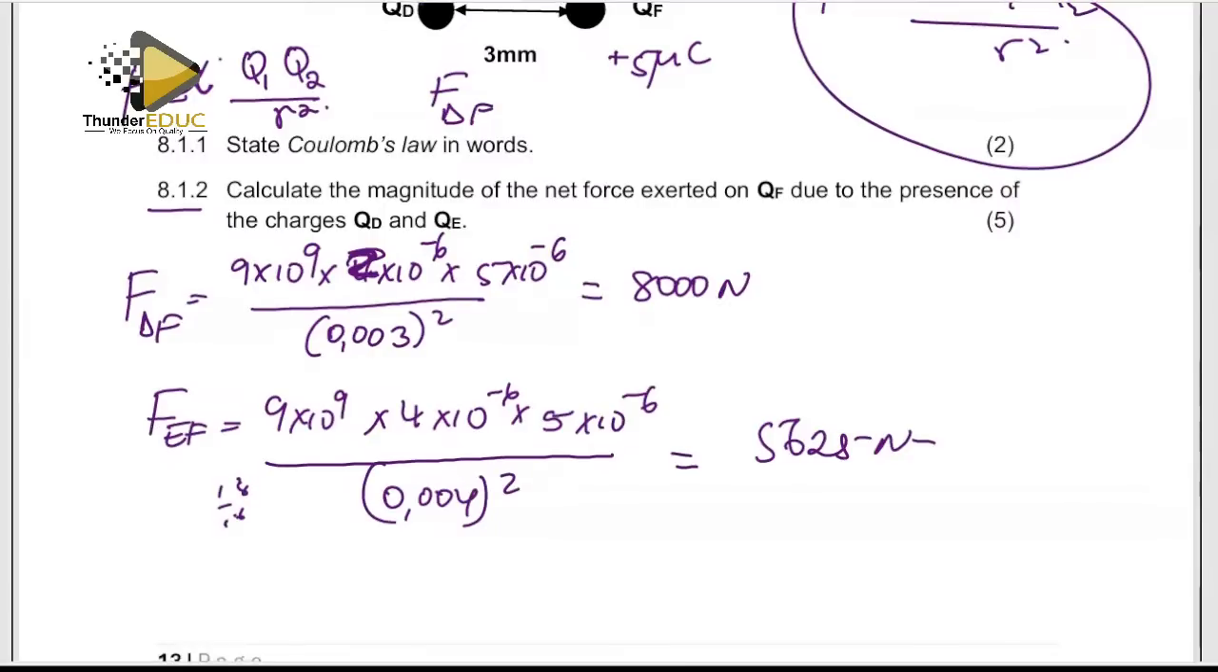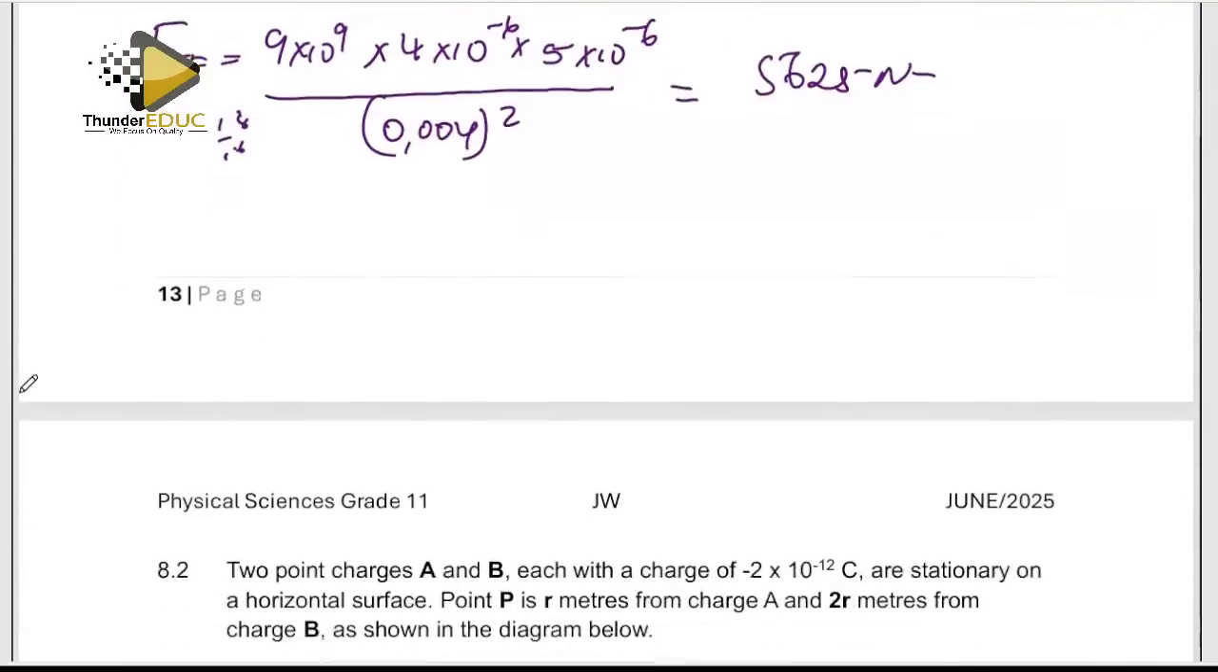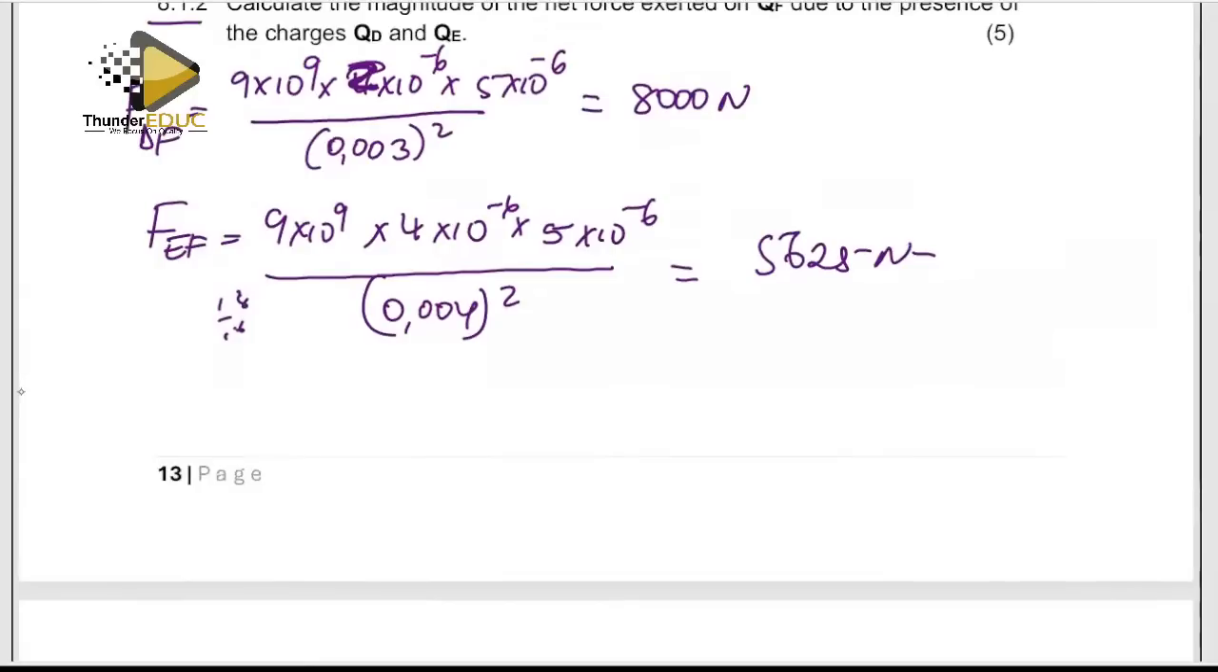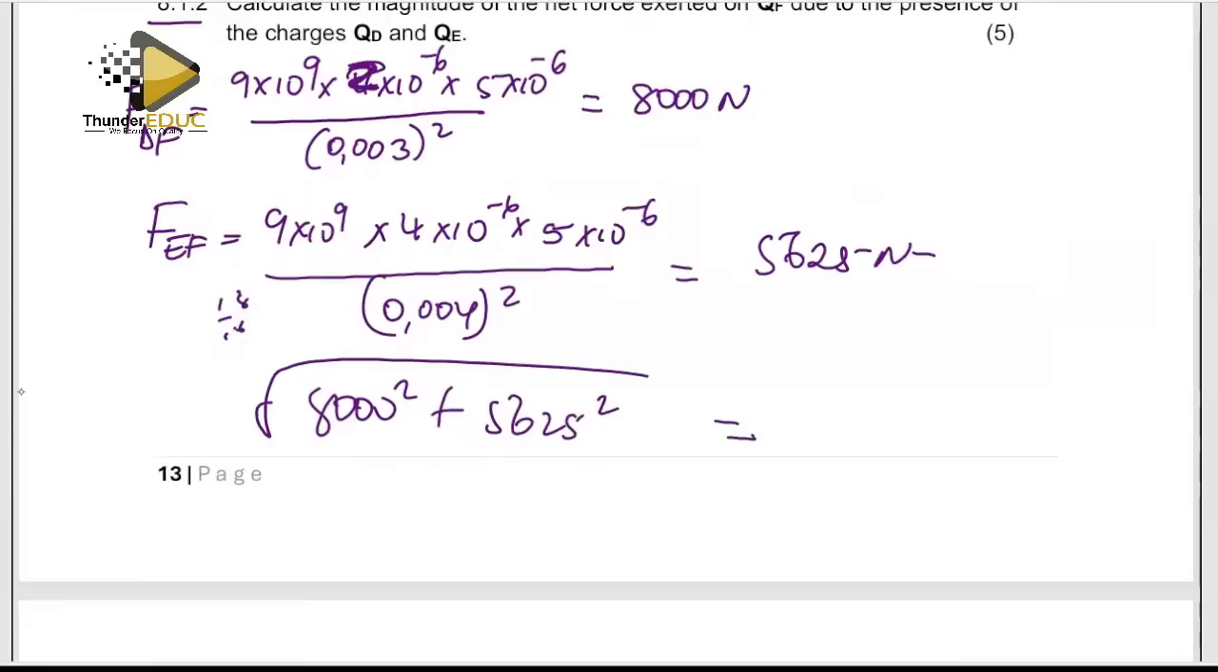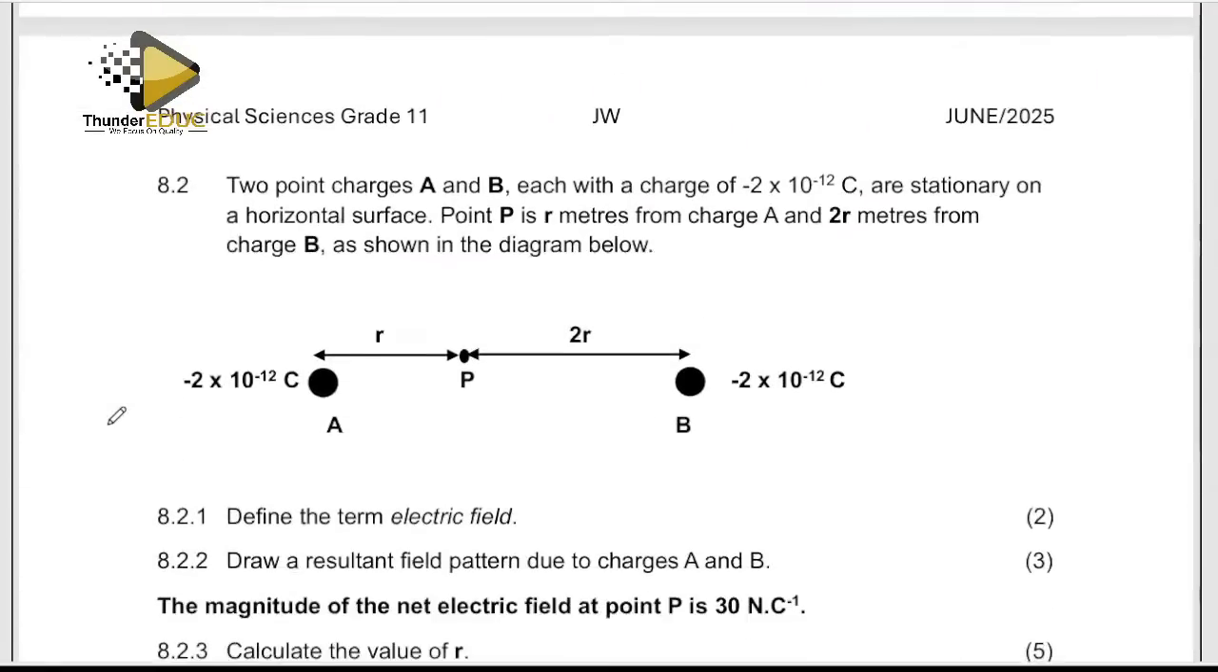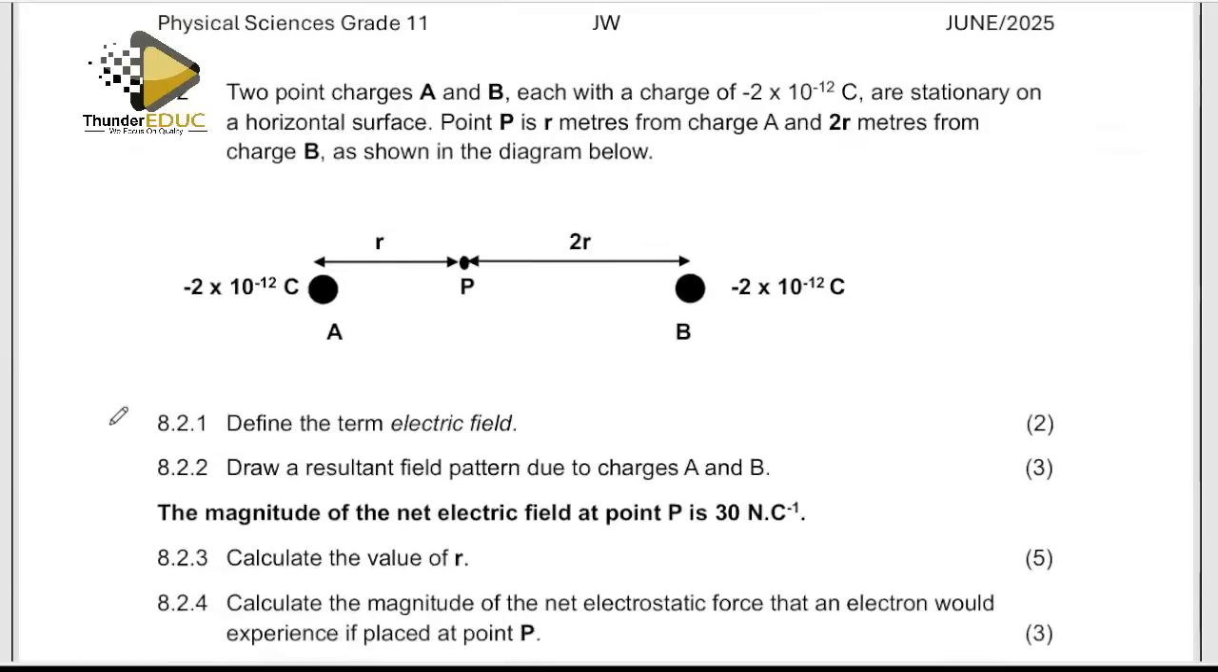Okay, then for us to get the resultant, we must use Pythagoras. So it's going to be 8,000 squared plus 5625 squared under the square root. So our resultant must be 9779.60 newtons. Then 8.2, two-point charges A and B are stationary on a horizontal surface. P is R meters from A and 2R meters from B as shown.